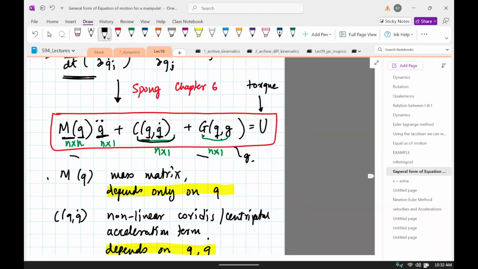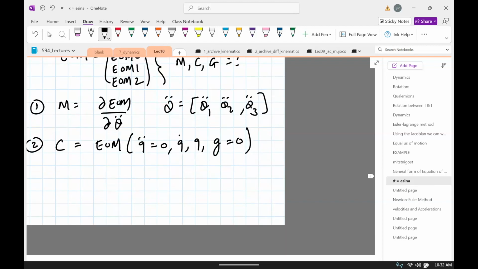And the last piece, if you want to compute G, then what you need to do is put Q double dot equal to 0 and Q dot equal to 0, and you'll actually get G. Or you could put Q double dot equal to 0, which will give you the sum of C plus G, and then subtract out C, which you already computed. So finally, third step, to get G, you take the EOM and put Q double dot equal to 0 and Q dot equal to 0, and keep Q and G as it is, and get G. It'll actually be the negative of this because you have to move it to the other side.